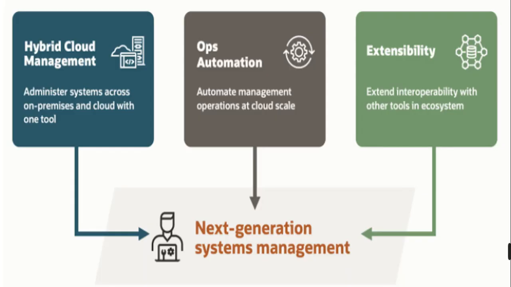So here it is: hybrid cloud management, ops automation, extensibility in this diagram. Administer systems across on-premises and cloud within one tool. Ops automation: automate management operations at cloud scale. Extensibility: extend interoperability with other tools in the ecosystem. This is called next generation system management.